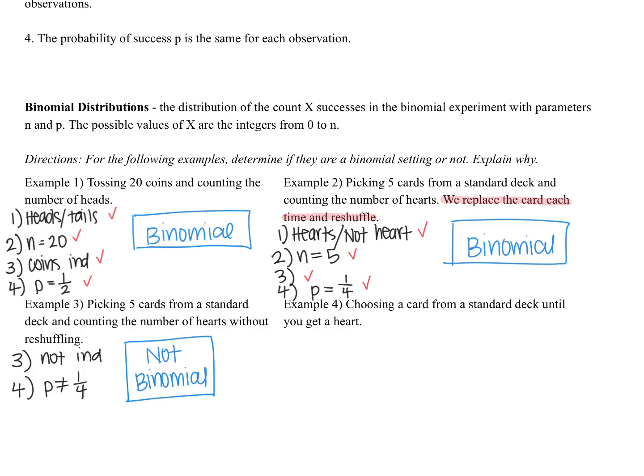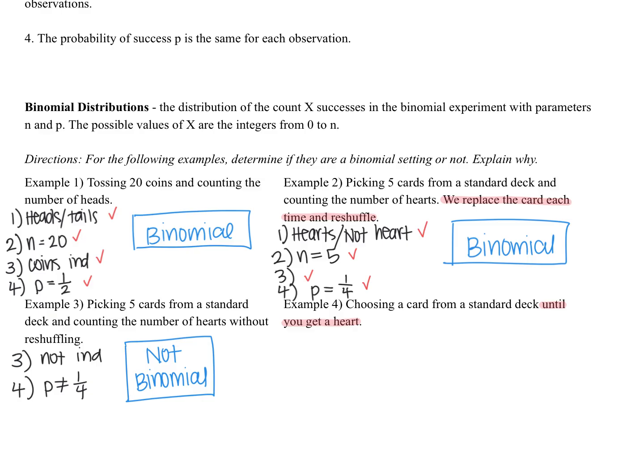And the last time, we're just choosing a card from a standard deck until you get a heart. So here it says until you get a heart. Even though a deck of cards has 52, and we think there's always going to be a specific sample size, here, because we're not saying a fixed number of trials, we've actually violated the fact that n is fixed.